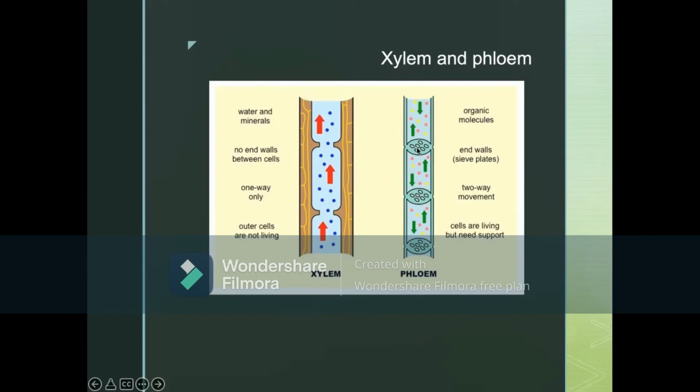And you can see that the two-way movement is because of the transport of nutrients and sugars from the roots to the leaves, and sugars that have been formed in the leaves down to the roots.